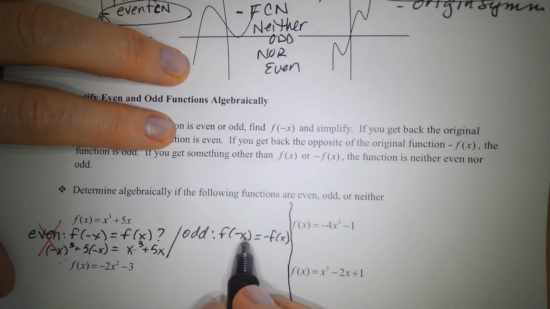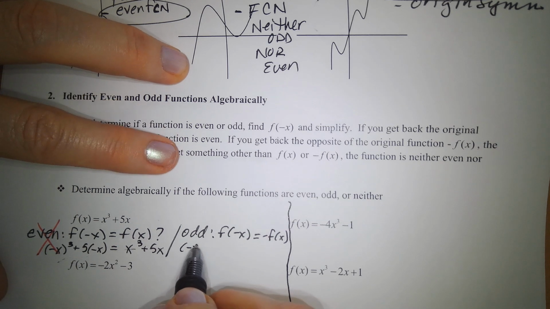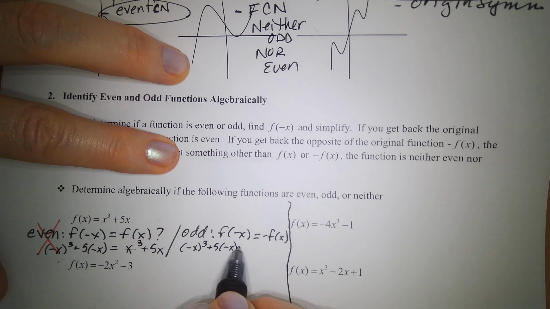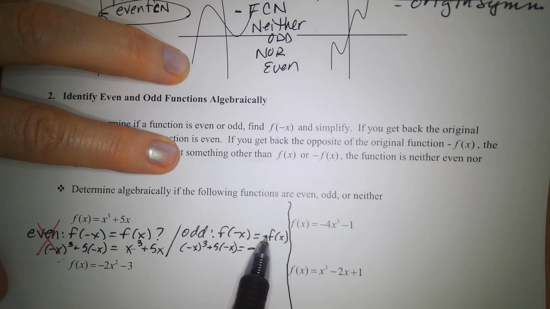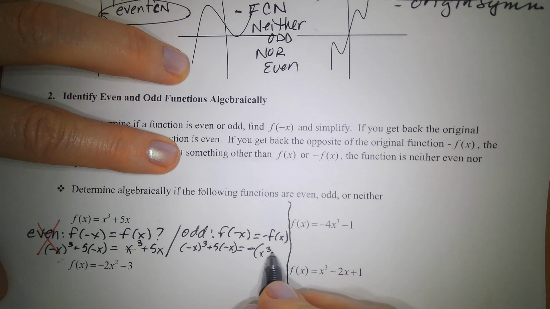So f of negative x we found over here already. That was negative x to the third plus 5 times negative x. And is that equal to negative in front of the whole function? So we'll put that negative in front of the function, x to the third plus 5x.